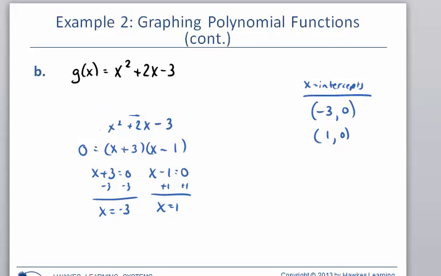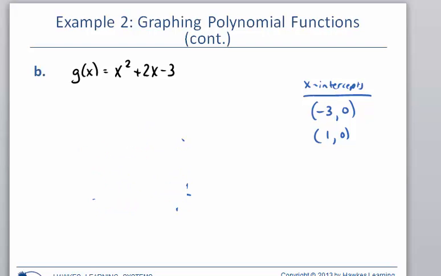All right, for the y-intercepts, we're going to set the x equal to 0. So we'll have y is equal to 0 squared plus 2 times 0 minus 3. So y is equal to -3.